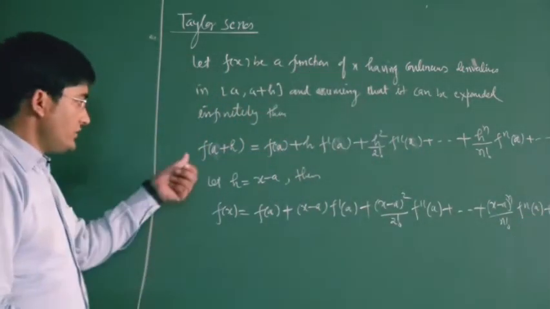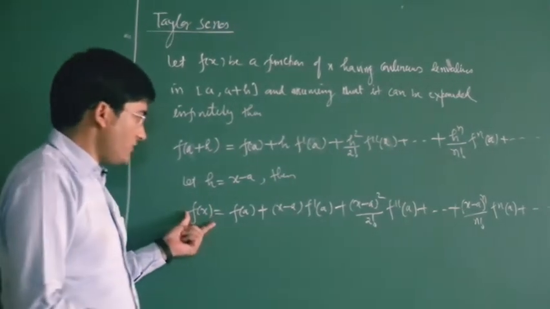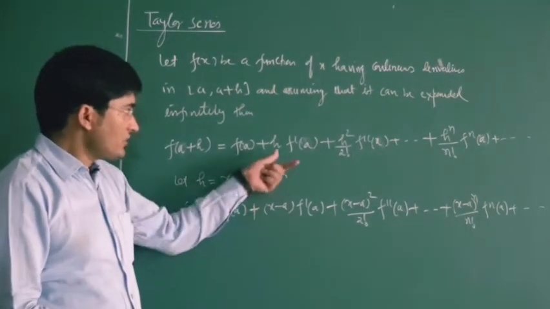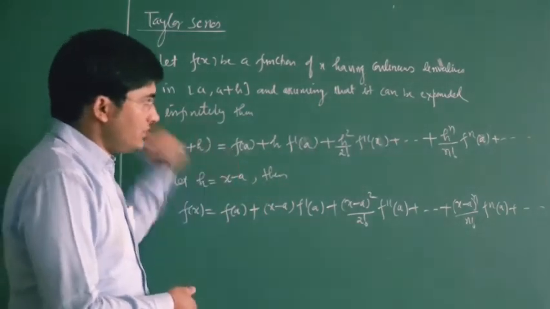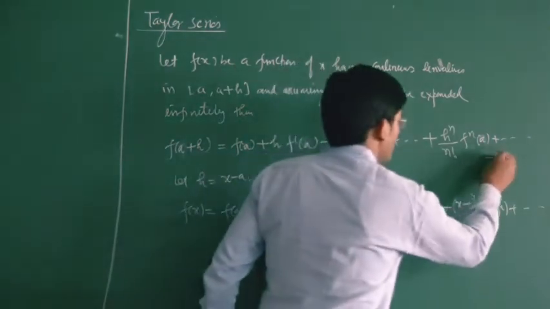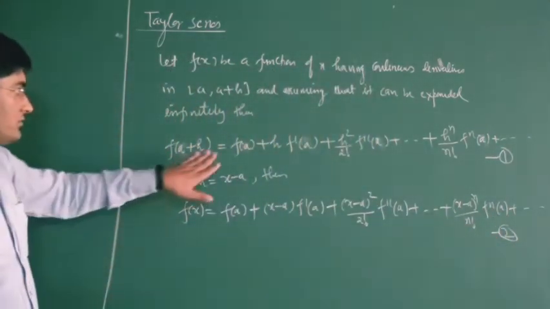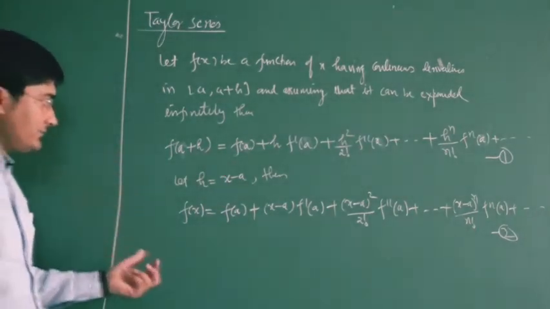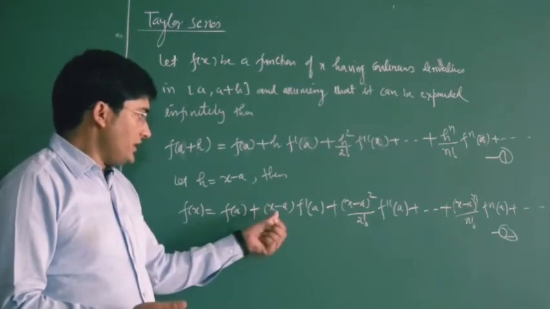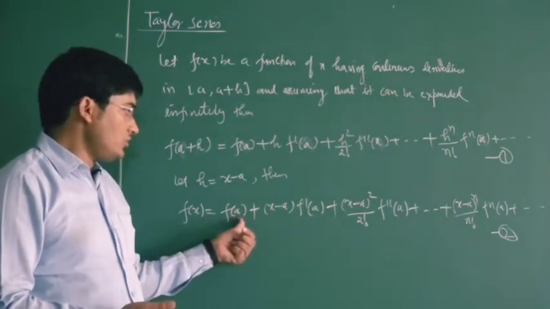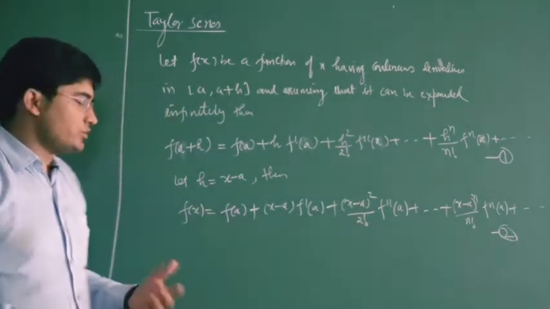So these two series are equivalent to each other. This one is Taylor's expansion of f(x) in powers of x minus a. This is in powers of h. Say it is series 1. We can also write series 1 in powers of x. You can assume a equal to 0. Now if a is 0, then this will be f(0) plus x f dash 0 plus x square upon factorial 2 f double dash 0, and so on.